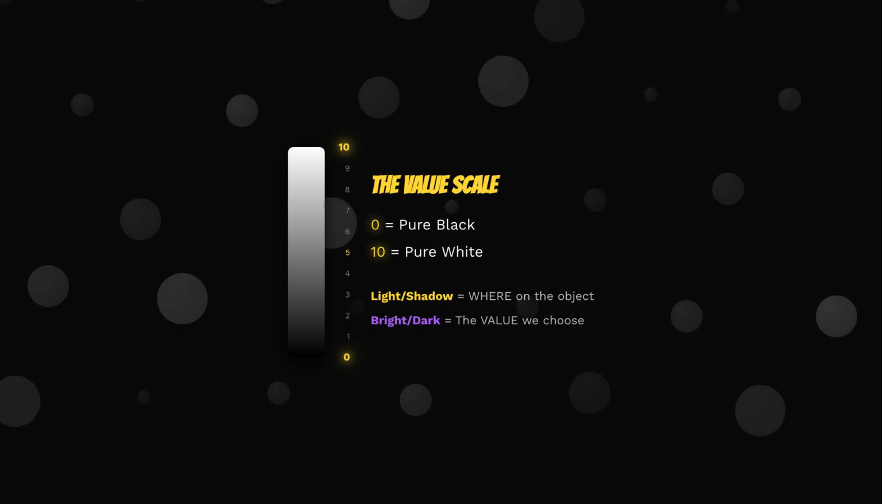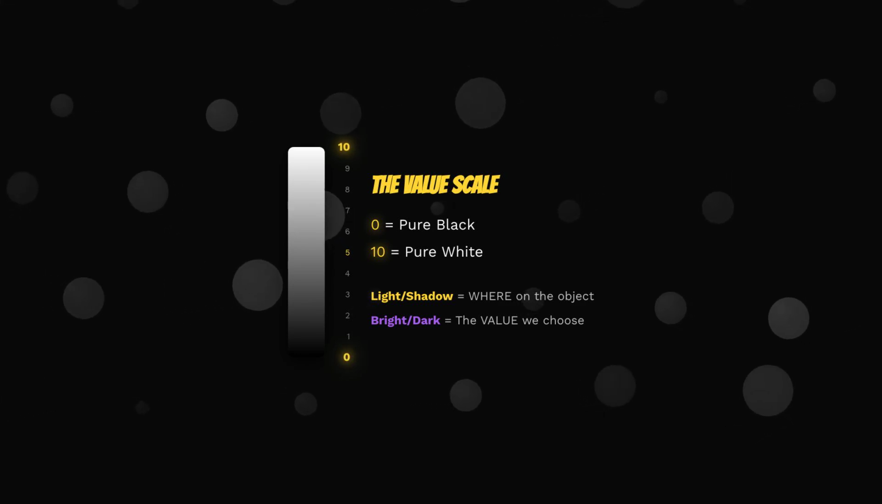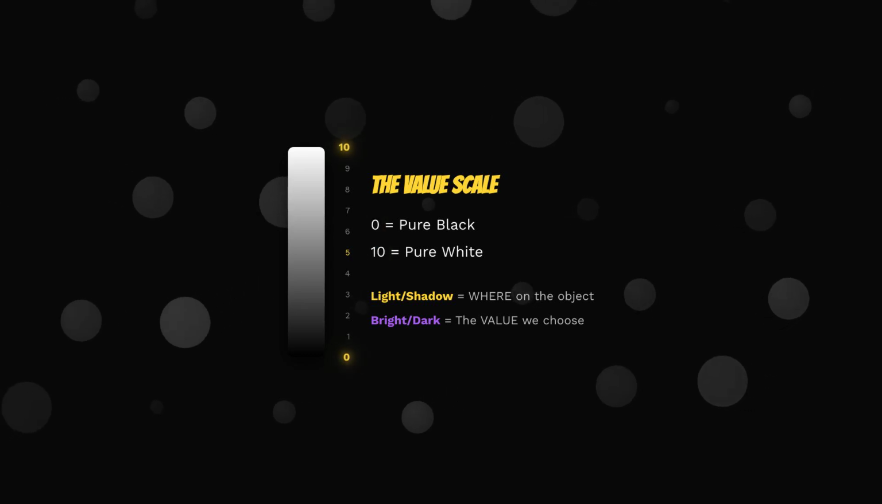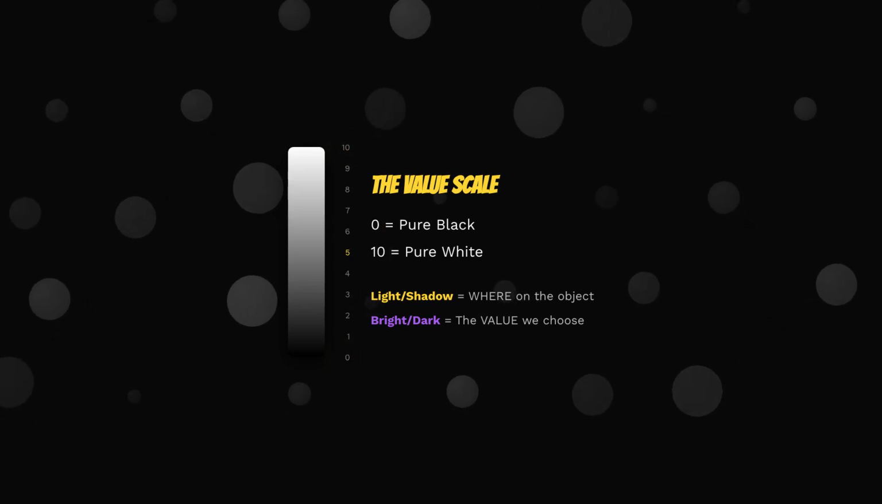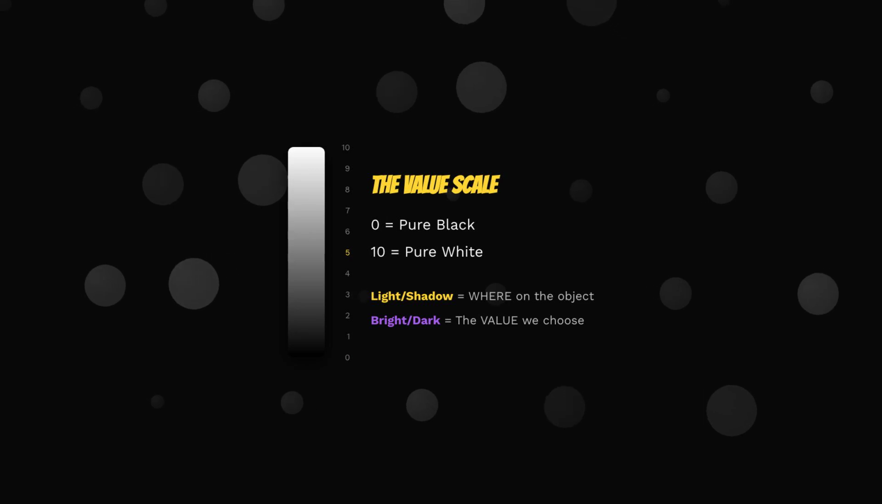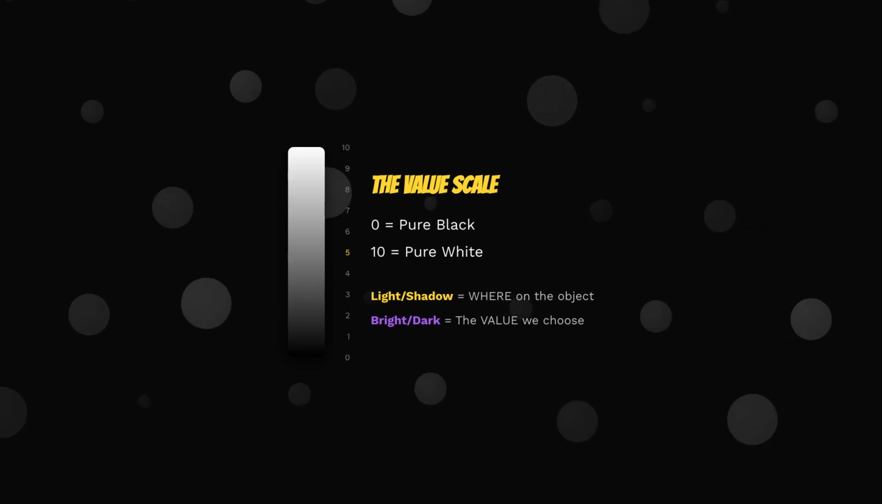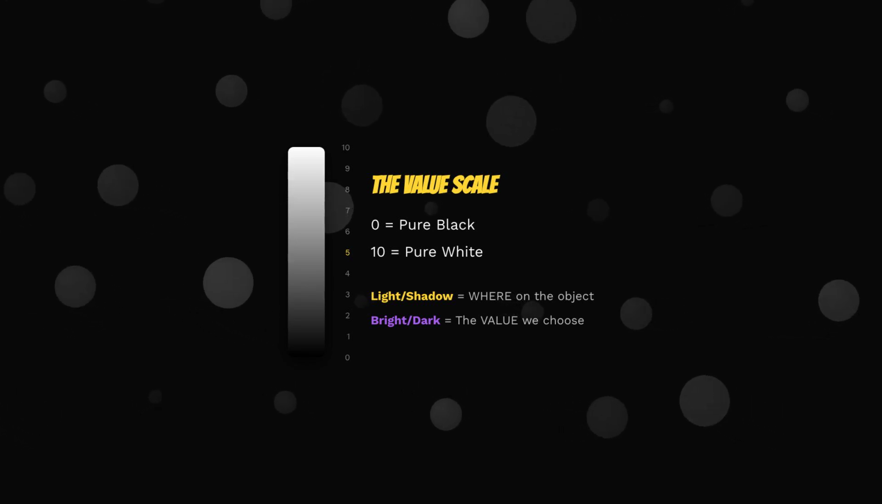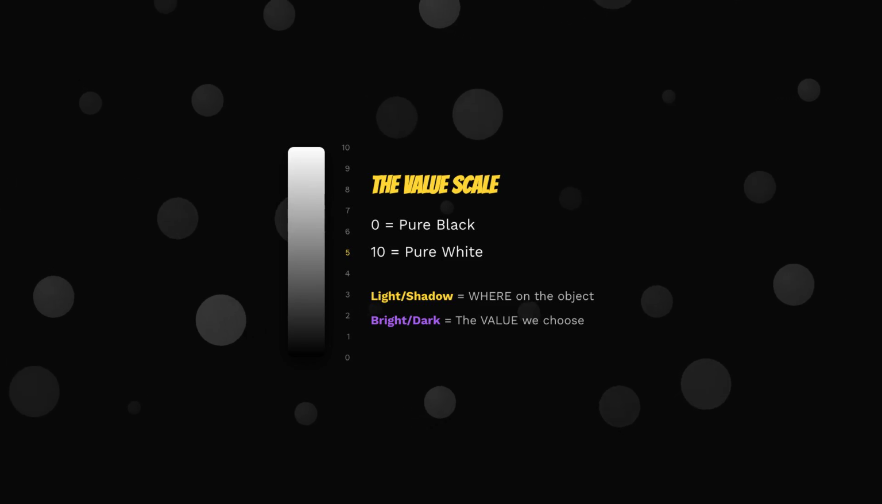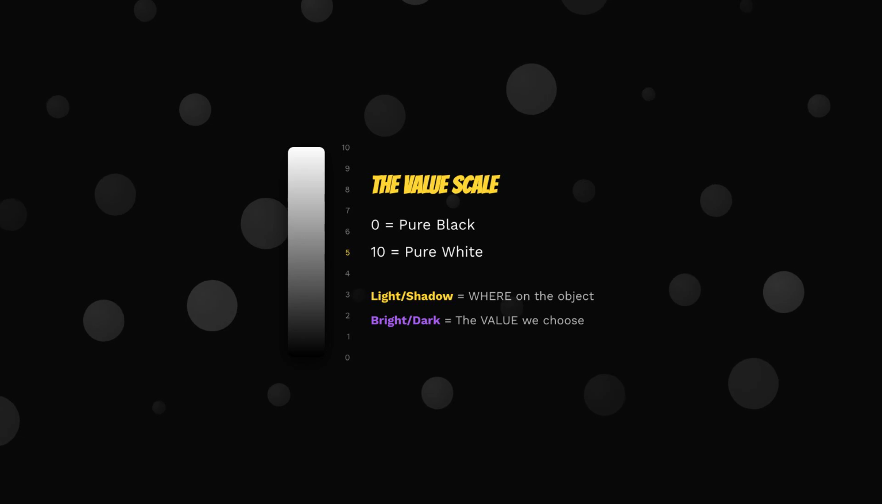So let me break them down using a value scale from 0 to 10, where 0 is pure black and 10 is pure white. First, understand what the words mean. Light and shadow refer to where on the object, the lit side versus the shadow side. Bright and dark refer to the value we choose for those areas. Now here's the key. 5 is your middle point.